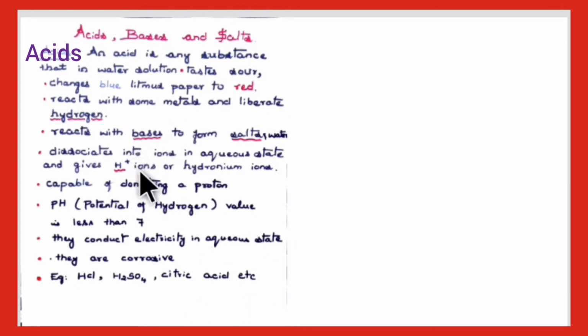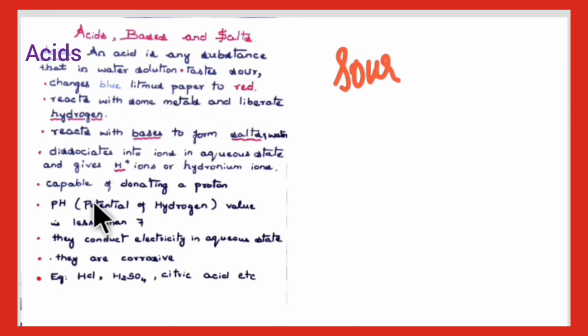Okay, so as we move to the concept now, acids, bases and salts. First we'll look into the important points related to acids. What are acids? An acid is any substance in water solution that tastes sour, like the taste of lemon, right? Next, acids change blue litmus paper to red.